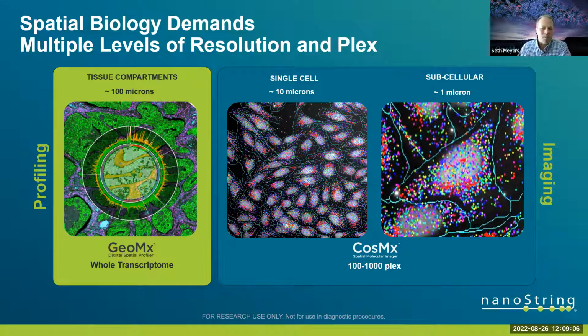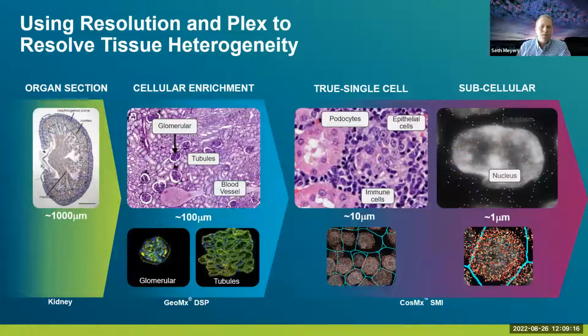And so this is where, if you're selecting spatial technologies, you need to consider both the level of plex as well as resolution and the specific applications that they require. So this gives you an idea of where our technologies sit. So we've got whole transcriptome discovery within cellular substructures to pure cellular populations within genomics. So we've got glomeruli and tubules here.